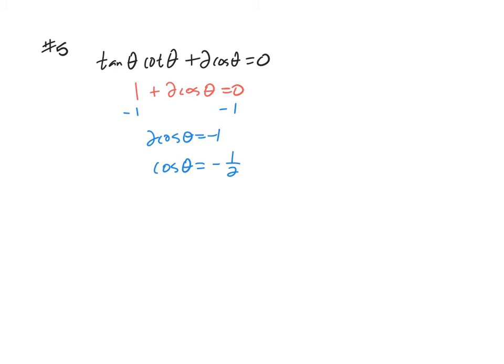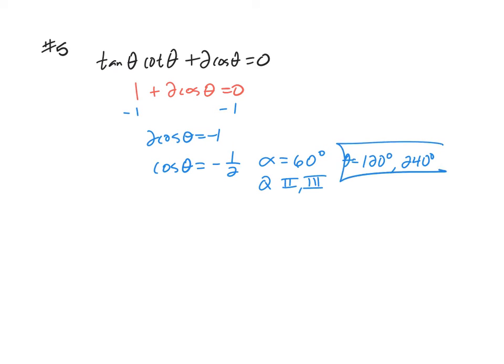So if cosine theta equals -1/2, that would be at a reference angle of 60 degrees, and cosine is negative in quadrant 2 and quadrant 3. So a 60-degree reference angle in quadrant 2 is 120 degrees, and 240 degrees in quadrant 3. So that's our theta: 120 and 240.